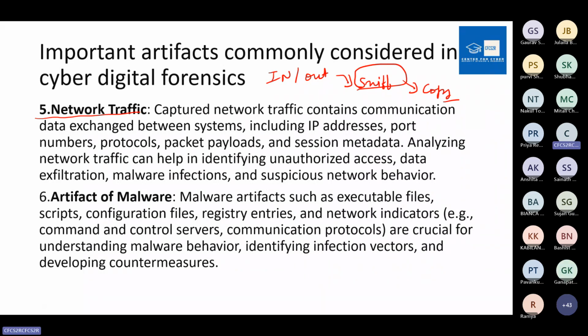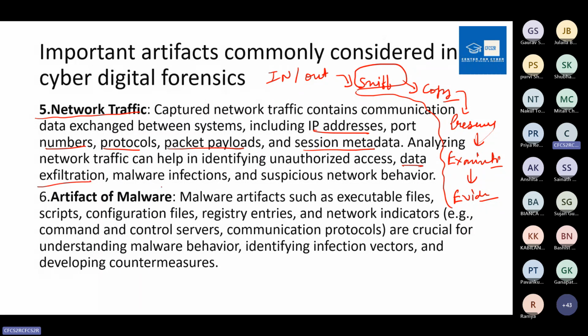If you sniff it, create a copy of it and preserve it for examination to find the evidence, so this is the chronology in network traffic. Network traffic will help you in finding the IP addresses, port numbers, protocols, packet payloads, session metadata. It can also help you in analyzing data exfiltration, malware infections, suspicious network traffic, and unauthorized access if somebody is getting into your system.